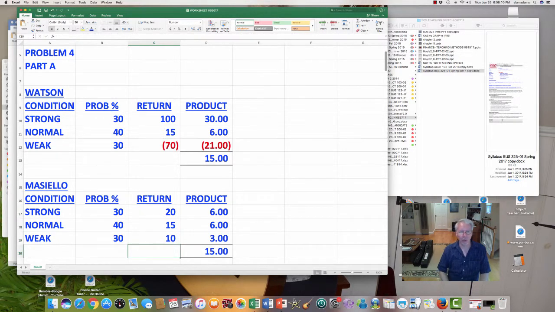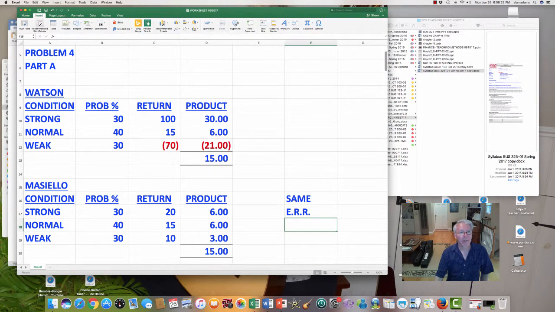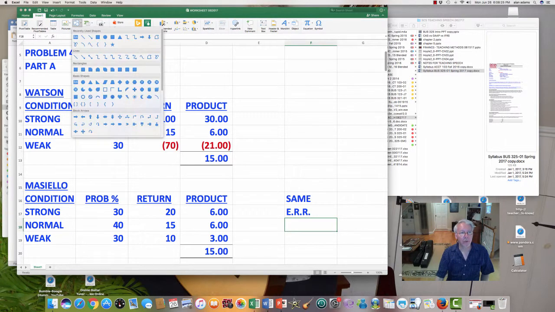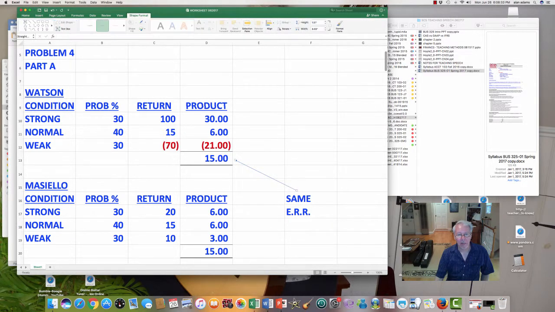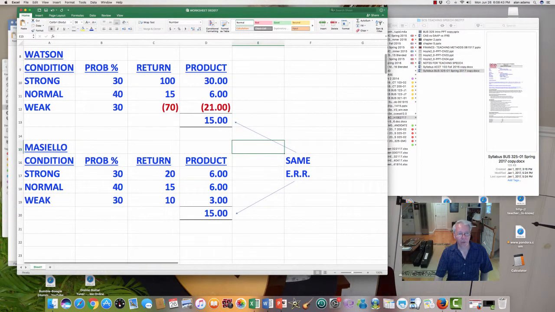Those 3 numbers change, and I have made them, you'll notice, I've made them both the same expected rate of return, okay? They both have the same expected rate of return. All right, and I'm just going to take a moment here, and I'm going to insert a line there, okay, and I'm going to insert a line here, just to emphasize that those 2 numbers are indeed the same. All right, very good. So that is part A. What is the expected rate of return for each company?